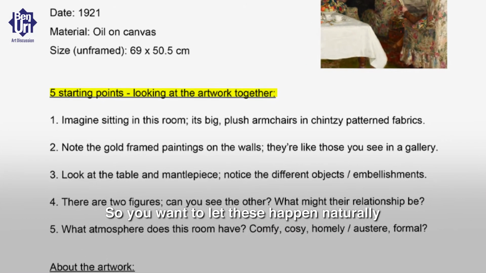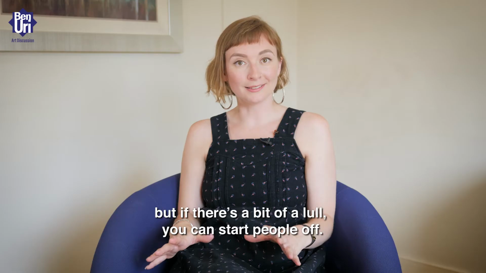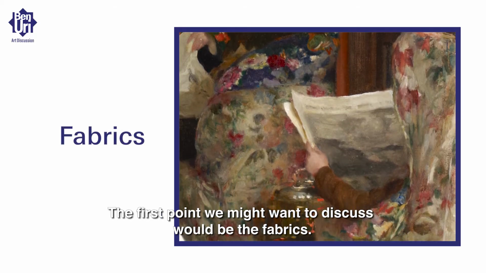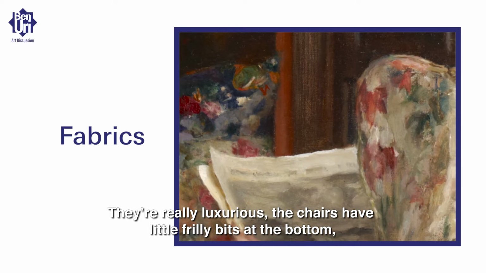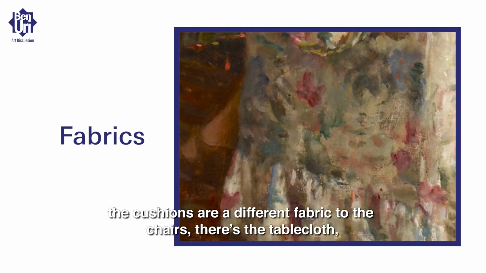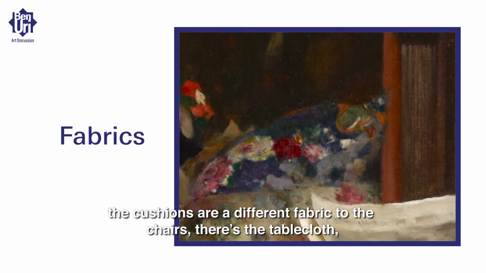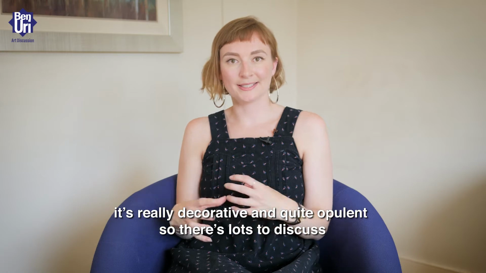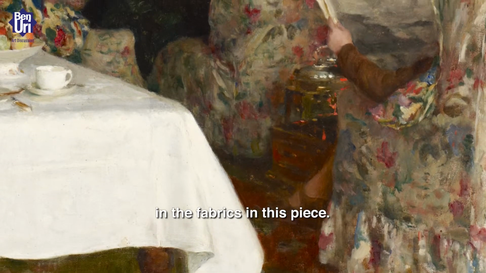So you want to let these happen naturally, but if there's a bit of a lull, you can start people off. The first point we might want to discuss would be the fabrics. They're really luxurious. The chairs have little frilly bits at the bottom. The cushions are a different fabric to the chairs. There's a tablecloth. It's really decorative and quite opulent, so there's lots to discuss in the fabrics in this piece.